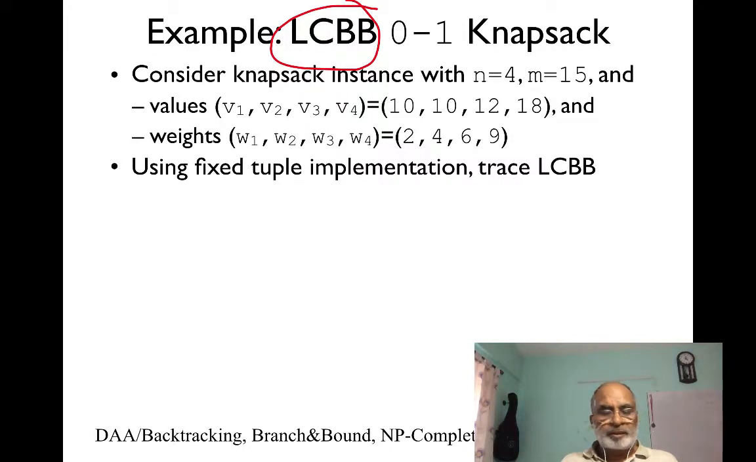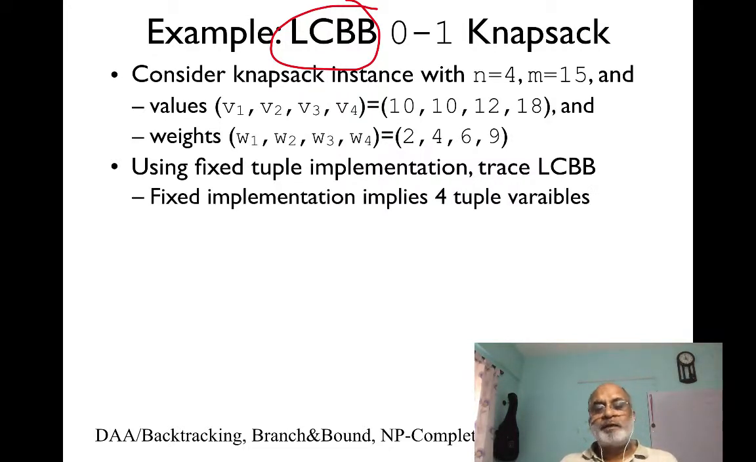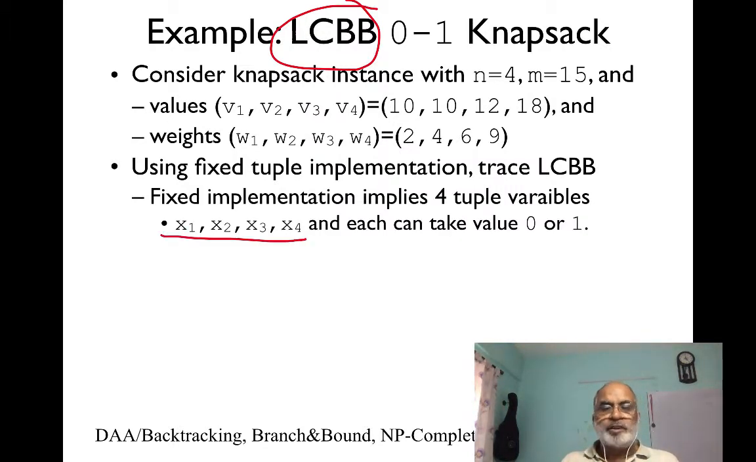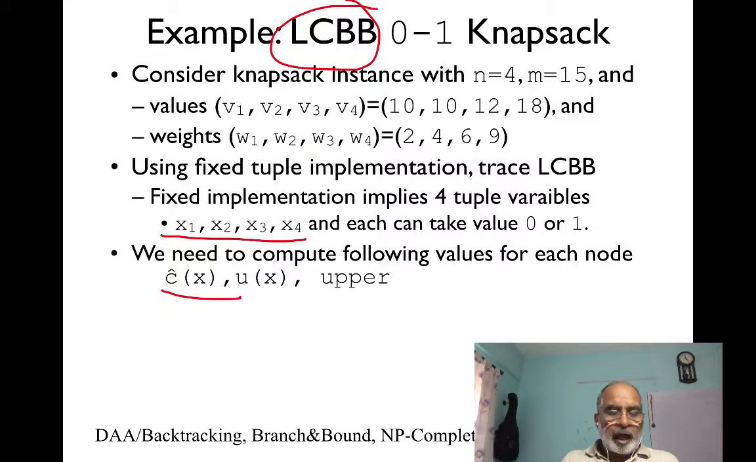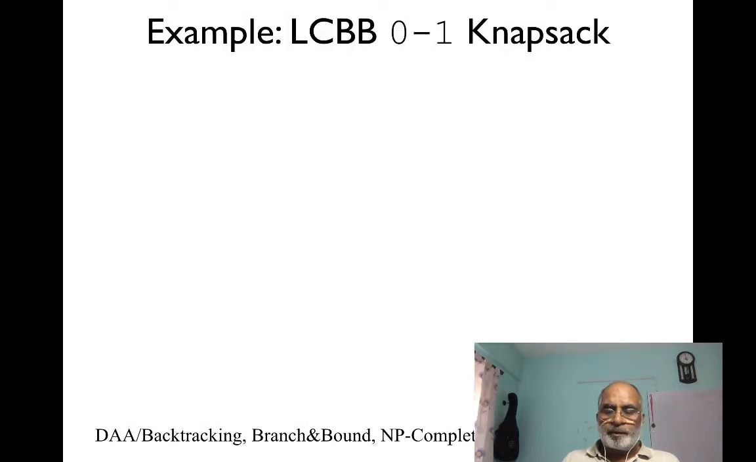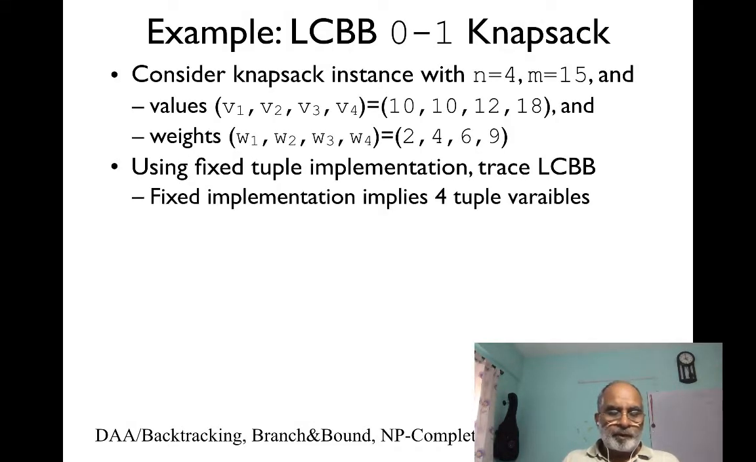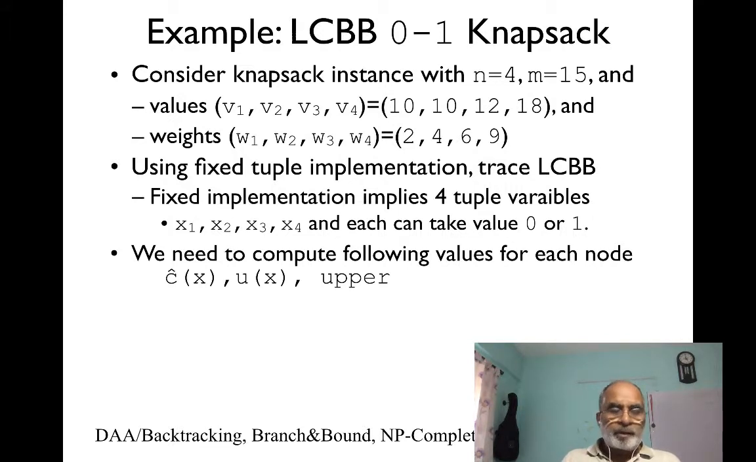As we said, we'll be using a fixed tuple, and fixed tuple means since you have 4 elements, we're using 4 variables x1, x2, x3, and x4. Each of them can take value 0 or 1. For each node, when we explore from the root till we go to the leaf, we will compute the heuristic value Cx, and we'll look at the value of the bound, and for the whole tree we'll maintain a variable called upper. This will be called the best solution so far.